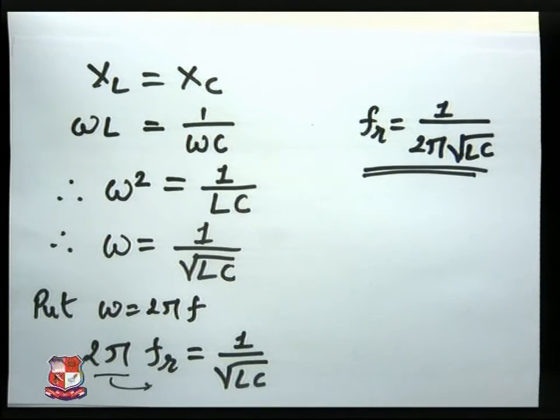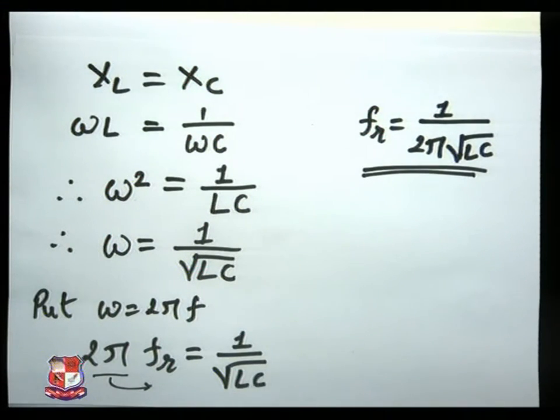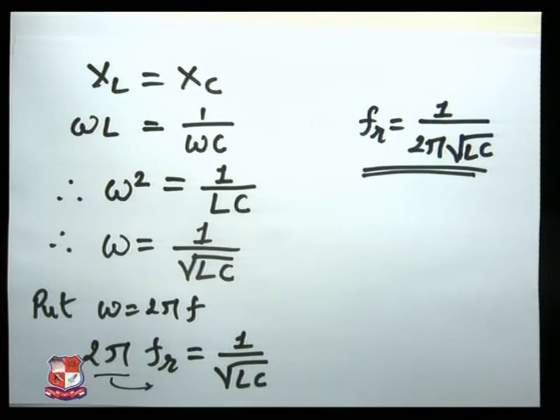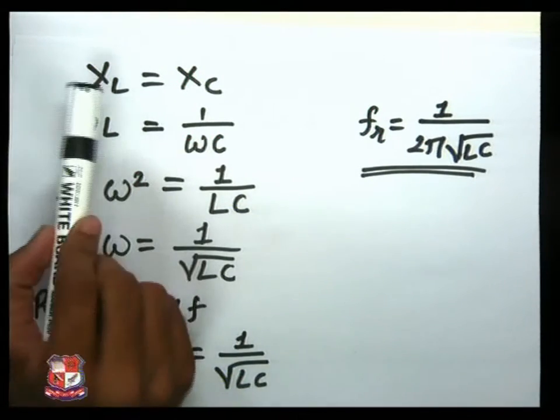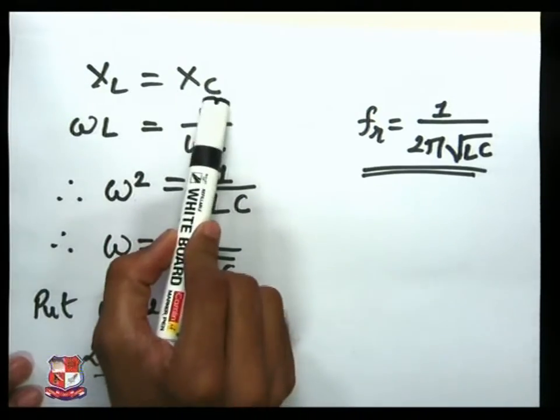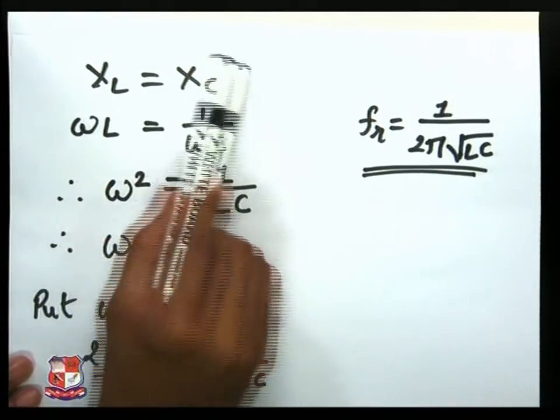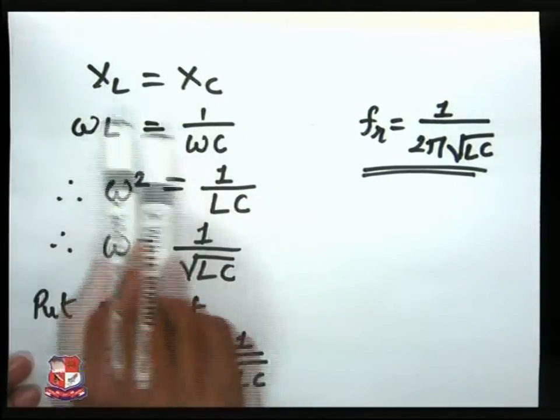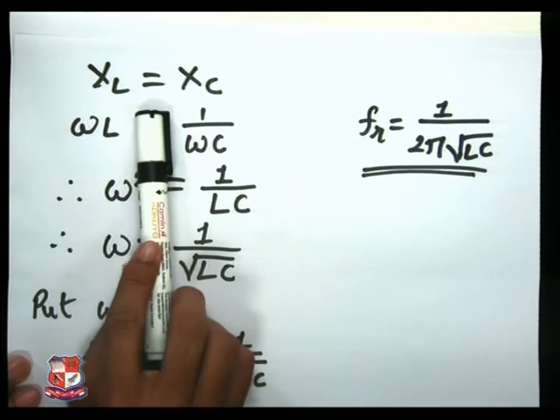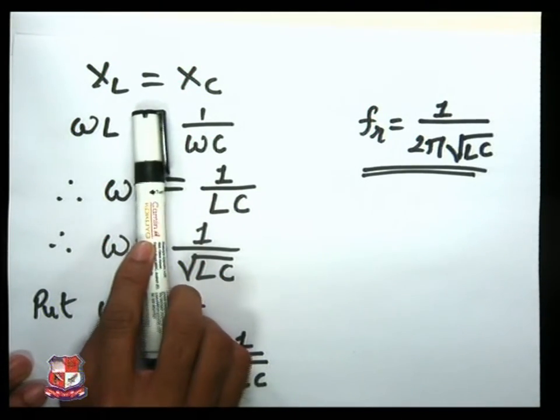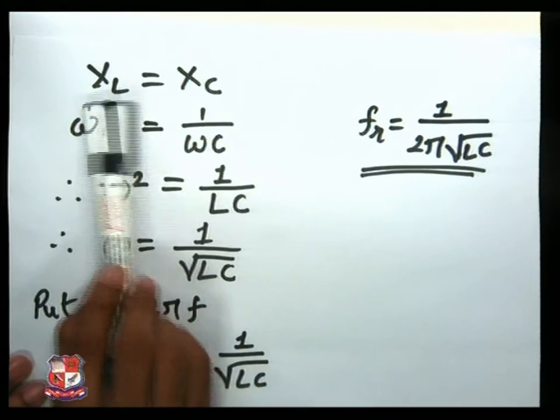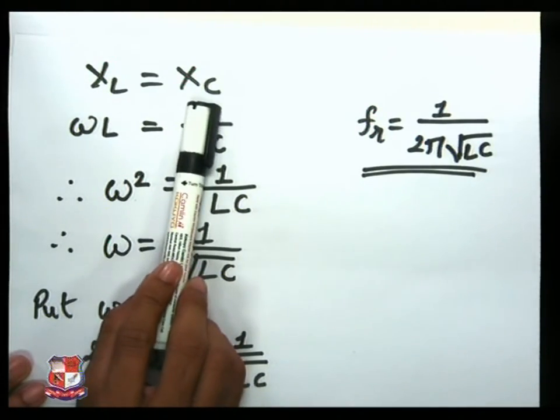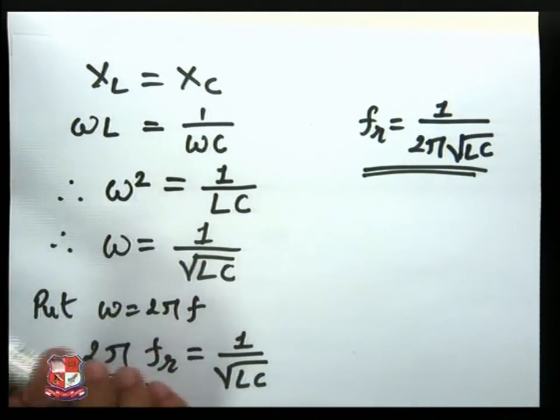And what is the exact definition of resonance? In a series RLC circuit, when inductive reactance becomes equal to capacitive reactance, it is known as resonance. In the graphical relation, when the graphs of XL and XC intersect, resonance occurs.